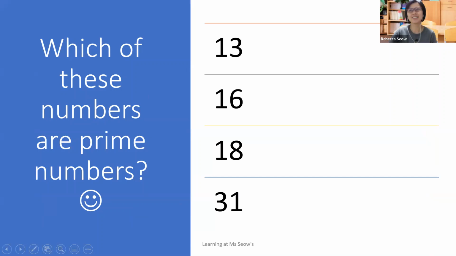Lastly, let's take a look at this. Which of these numbers are prime numbers? So I'm going to leave you with this question. Work it out, try it out, and when you have your answer, do send them in to me.